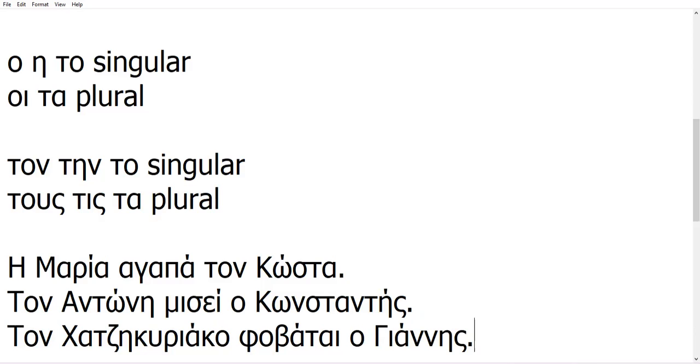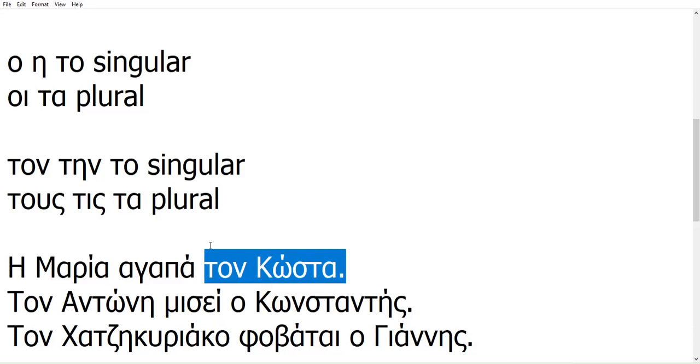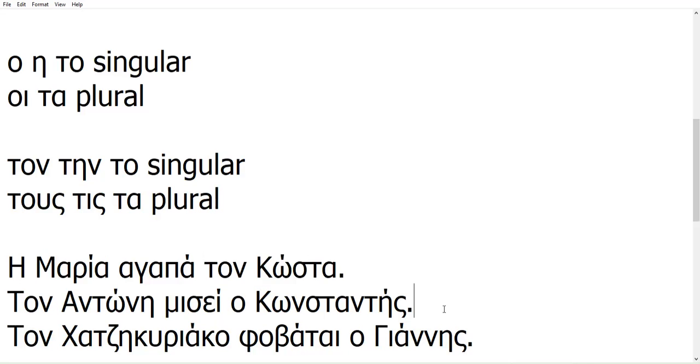Okay, so now you can pause and see if you can find the subject and the object. So the first one should be straightforward, right? E Maria is the subject, Don Costa is the object. Mary loves Costa. That should be straightforward. Now in the following ones, I did a small trick to show you that order in Greek doesn't matter, or it matters, but not to find the object and subject.